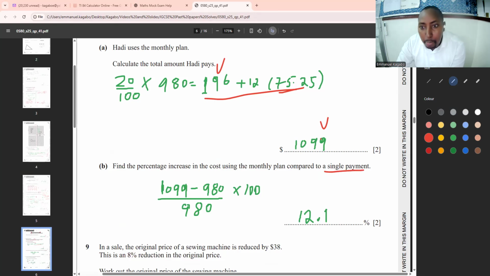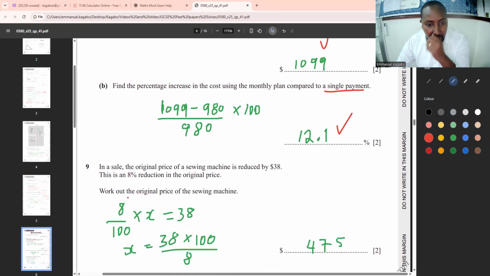Okay. Now, he paid this. What's the percentage? How much did he pay more? It will be 1,099 minus 980 over this to get the percentage. So this will be your percentage increase. I hope you understand. You know how to get the percentage increase.